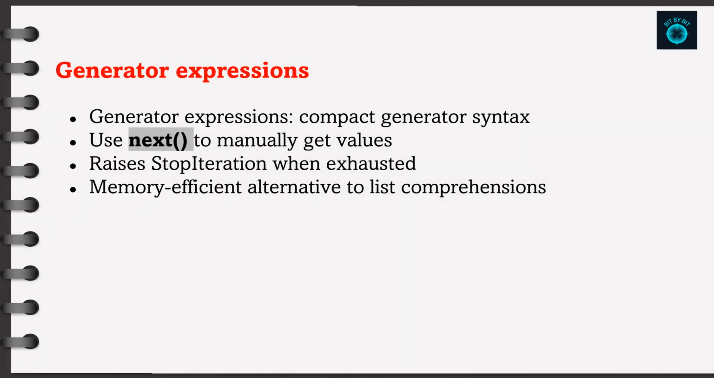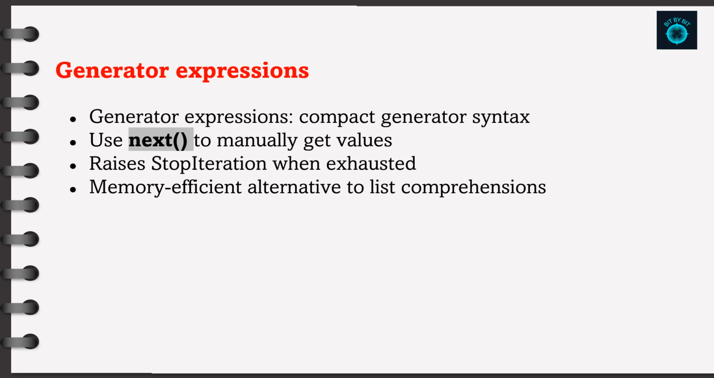Generator expressions. Generator expressions provide a compact way to write generators, similar to list comprehensions, but with parentheses instead of square brackets. They create generator objects without the need to define a full function with yield. We can use the built-in next function to manually retrieve values from a generator. When the generator runs out of values, calling next raises a StopIteration exception. This approach is useful for creating lightweight, memory-efficient iterators.